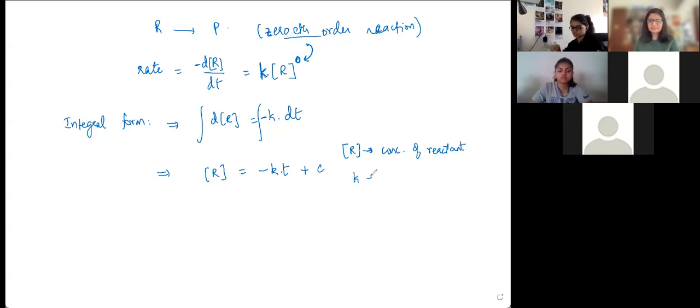K is? Rate constant. T is time. C is just a constant, the constant from integration.